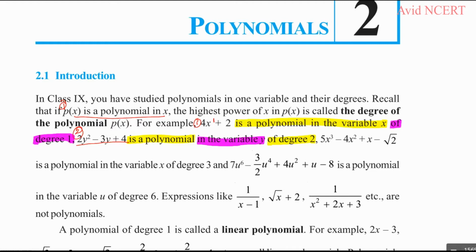Now the third example, 5x cube minus 4x square plus x minus root 2. So again you have to write like this is a polynomial in the variable x of whatever the highest degree. So first point is a polynomial. Second point is in the variable x or y or whatever is there in the equation, the question. And third is degree, whatever the highest degree is in the equation, degree 3.